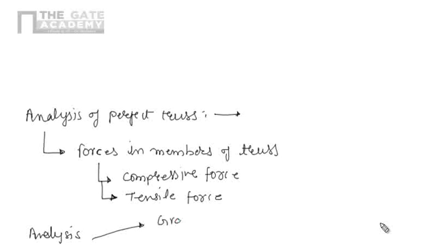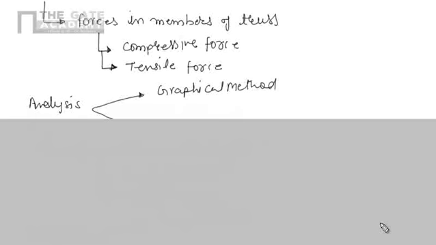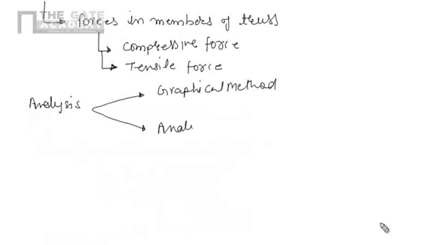One is graphical method, and second one is analytical method. In graphical method, as we earlier discussed, with the help of graph, we can find out the unknowns. Here unknowns are forces in members. So by graphical method, we can find out the forces in the members.